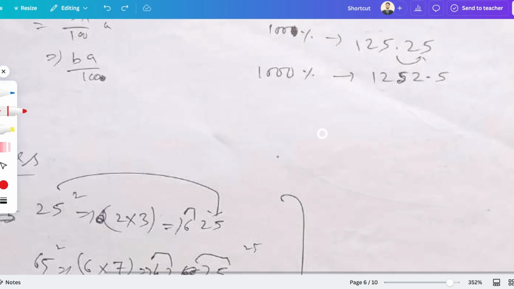If I ask you what is the square of 5, then you can easily answer me 25. But what if I ask you what is the square of 95? Then you can get stuck here.